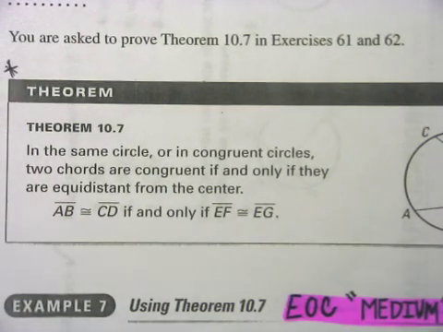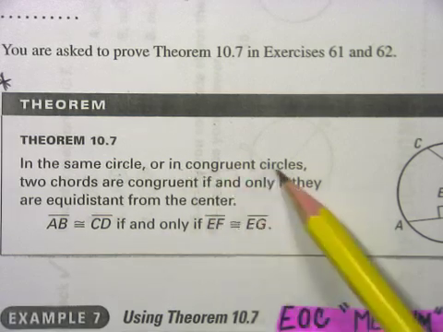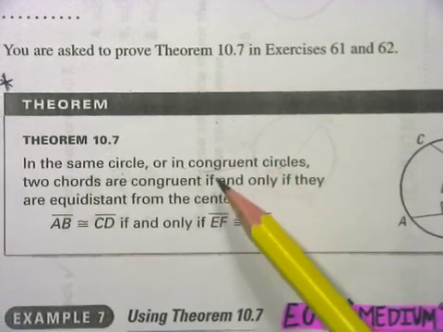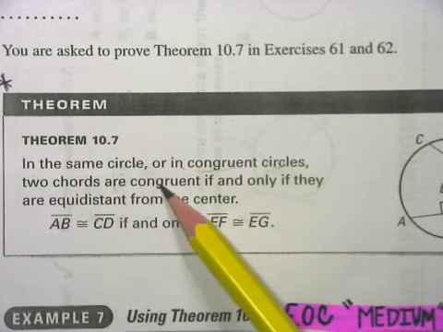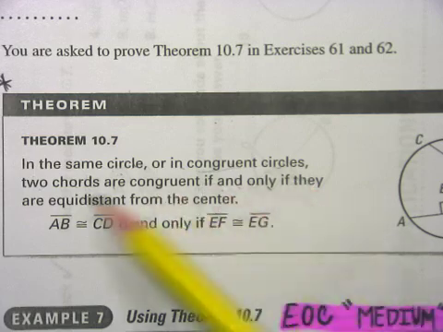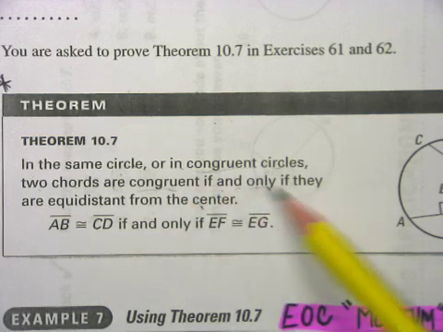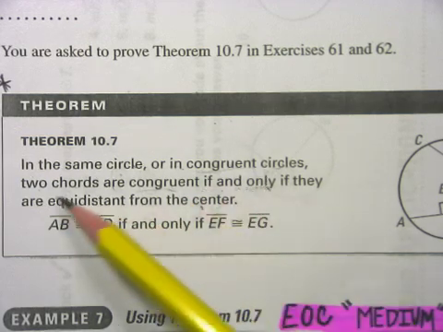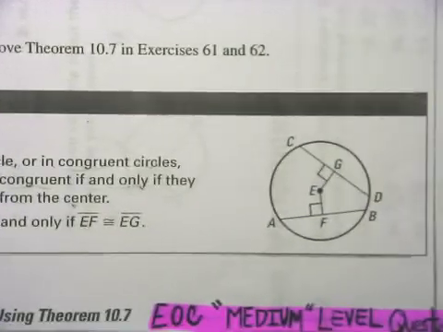Let's take a look at our fifth and final rule. And then let's take a look at a question that we're very likely to see in the EOC examination. The final rule says that in the same circle, or in congruent circles, meaning identical circles, two chords are congruent if and only if they are equidistant from the center.